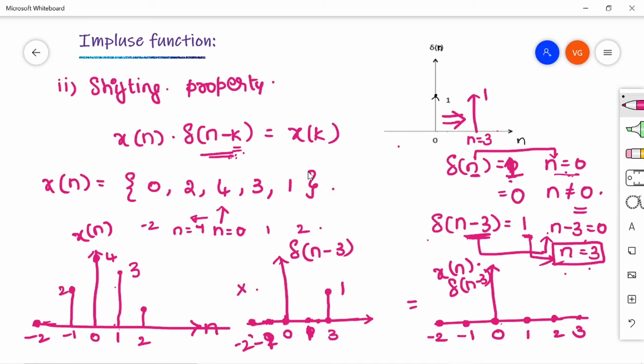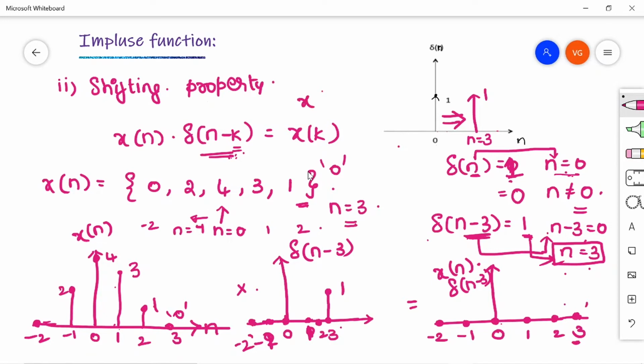Then at n is equal to 2, you have 1 for x of n, multiplied by 0, so 0. At n is equal to 3, x of n itself is not defined, so the value is 0. 0 multiplied by 1 is 0. So, it is 0. Right? The signal does not exist here if you are multiplying with the shifted version, because you don't have any impulse at n is equal to 3 here. So, what is the amplitude of x of n at n is equal to 3? 0.